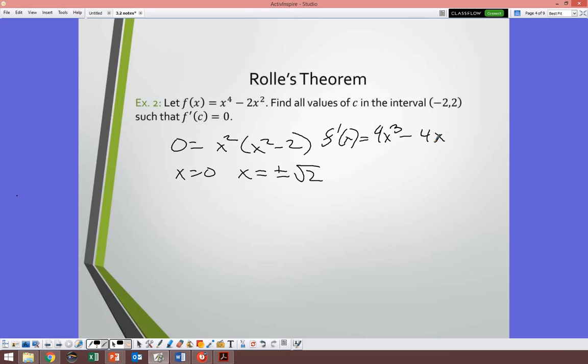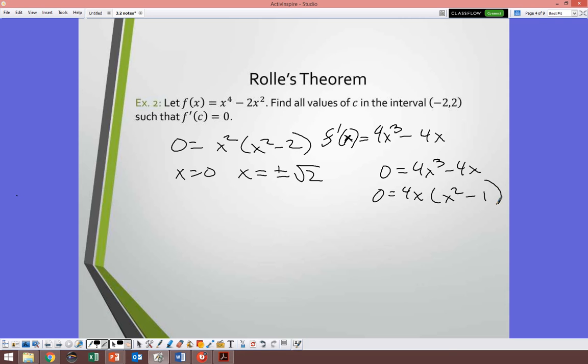Okay, so what does that mean? Now I do what? F prime of x. Okay, so now 0 equals 4x cubed minus 4x. What could I take out? 4x. 0 equals 4x quantity, x squared minus 1.